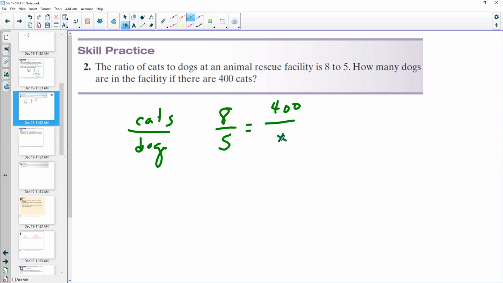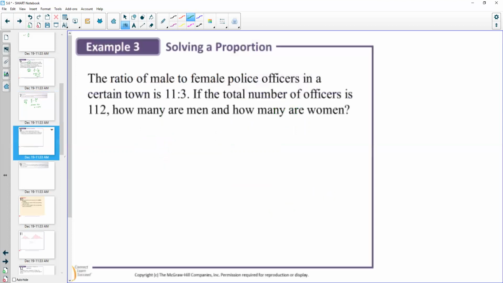So 5 times 400 is 2,000. 8x, divided by 8, x is 250. And that makes sense. There should be fewer dogs, right? All right, let's try another.